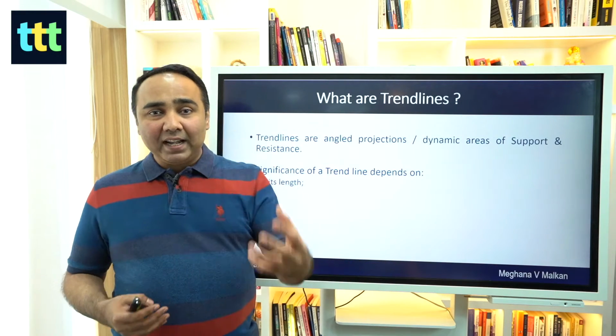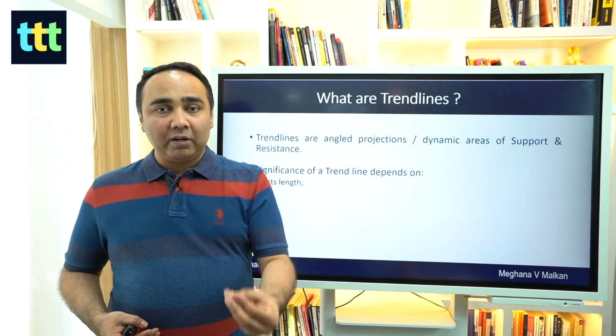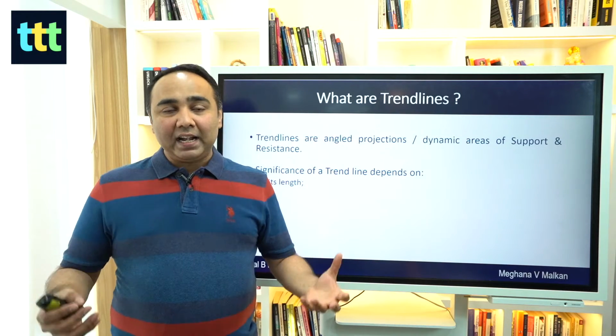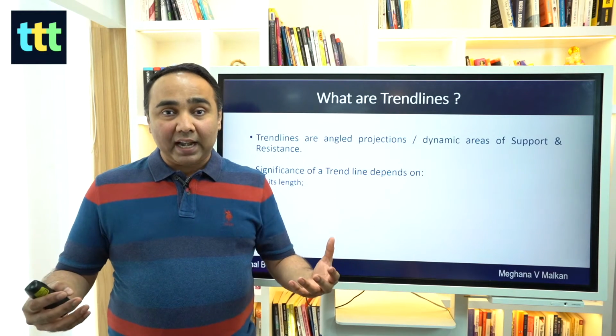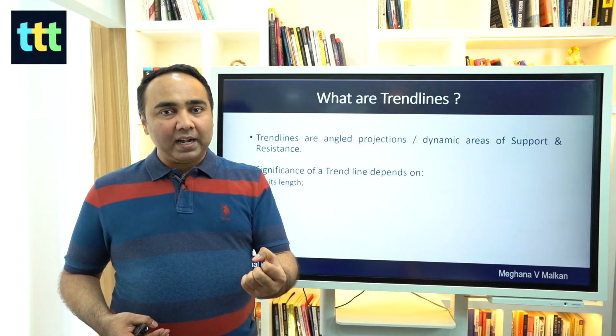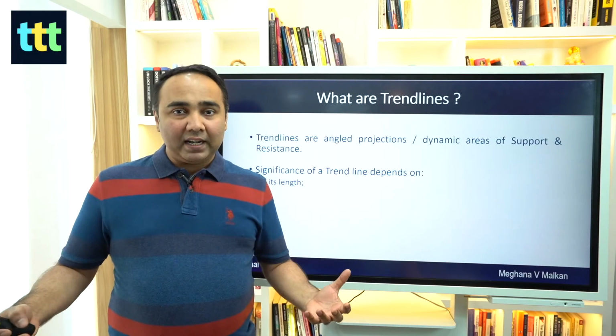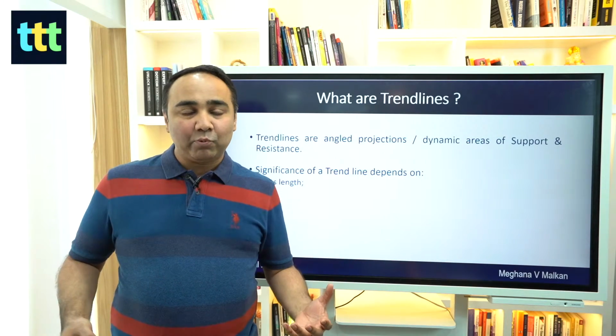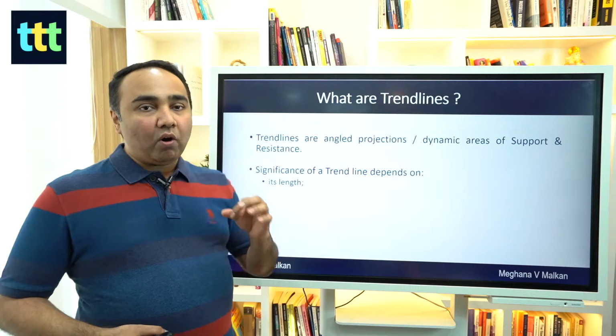So if a 5-day trend line breaks, that means a short-term trend has broken. If a 15-day trend line breaks, or if a 3-month trend line breaks, that means the medium-term trend has broken. And if a 5-year trend line breaks, that means a major trend has broken. So that's the length of the trend line.